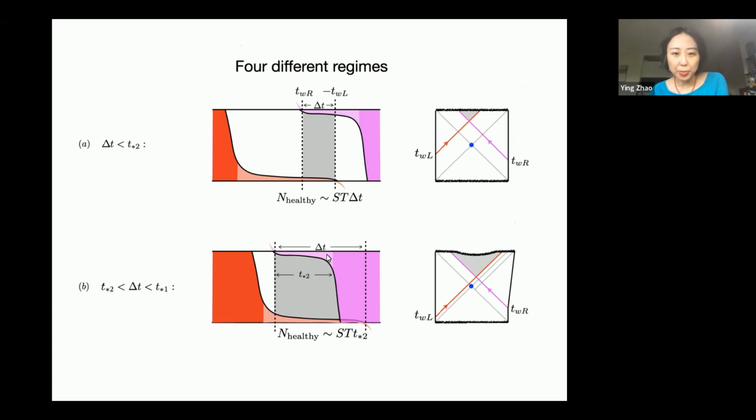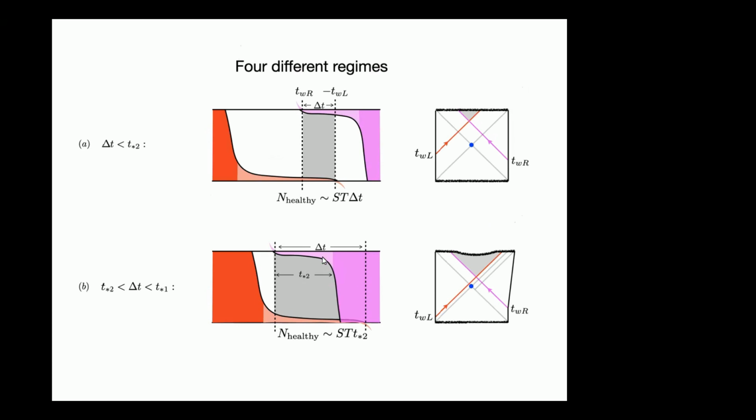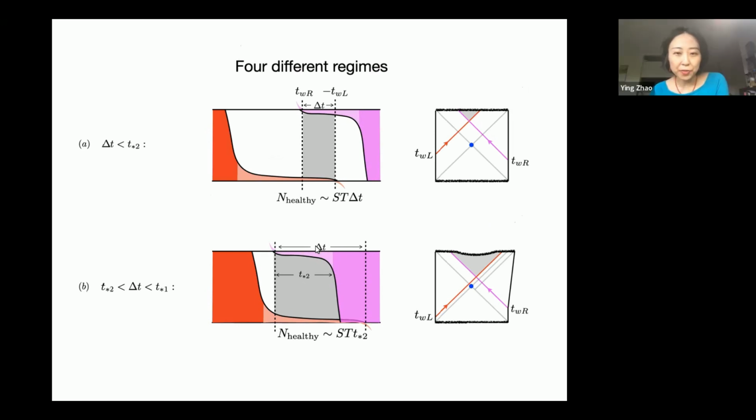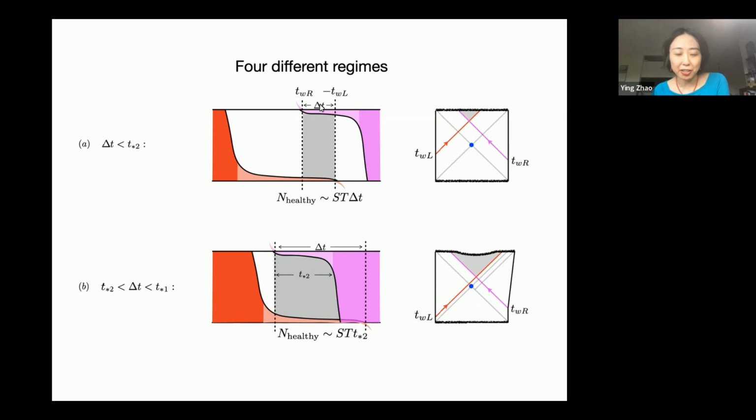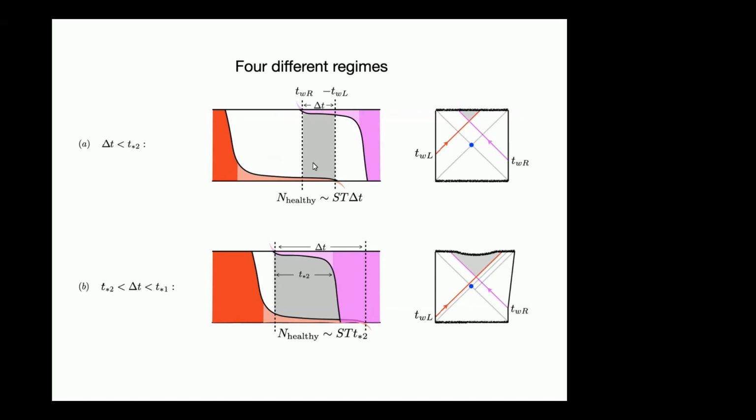Just look at this picture. Can you see my cursor? You just look at this picture and imagine that you move delta t, and you see that this part is controlled by t star 2. This part doesn't depend on delta t. If you look at the first picture, clearly when delta t changes, this gray region will change, right? But in the second picture, this thing barely changes.